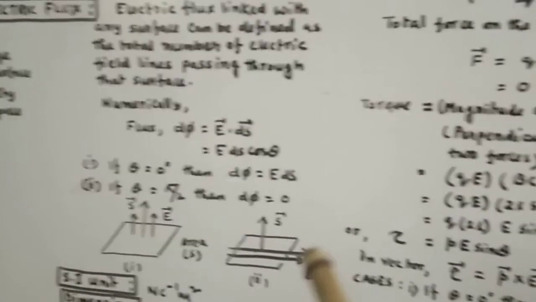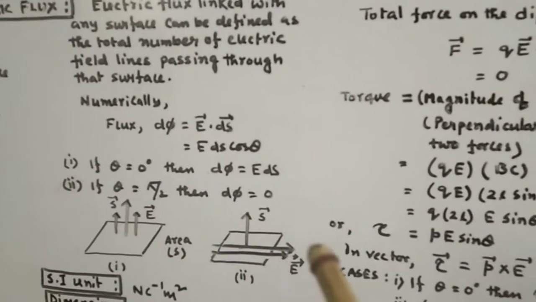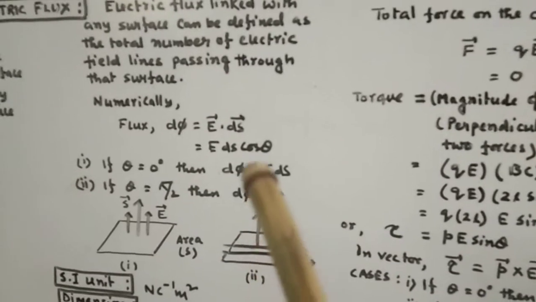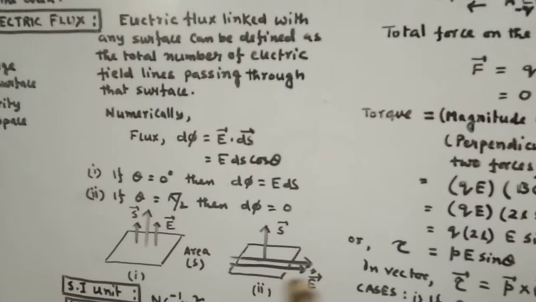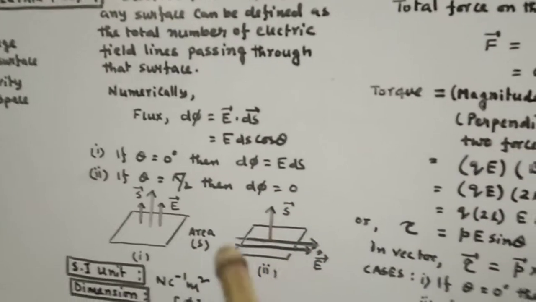Now if we consider this one, suppose field lines pass through this surface S, over the surface basically, then the normal is your S vector. So S and E are perpendicular. If S and E are perpendicular, then you will get d phi equal to 0. It means there is no flux.